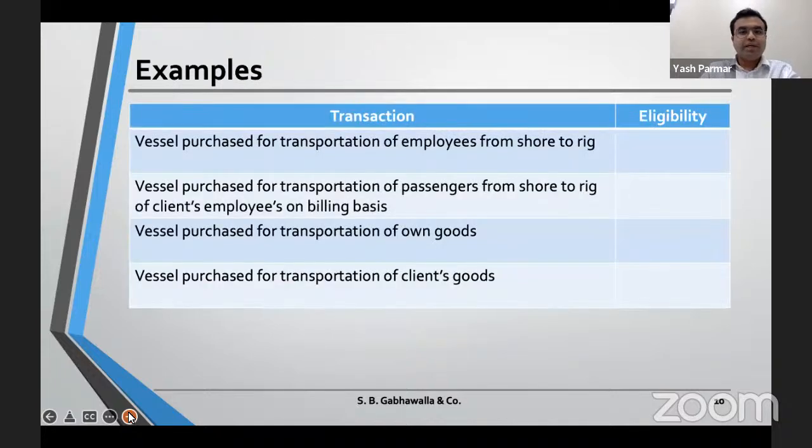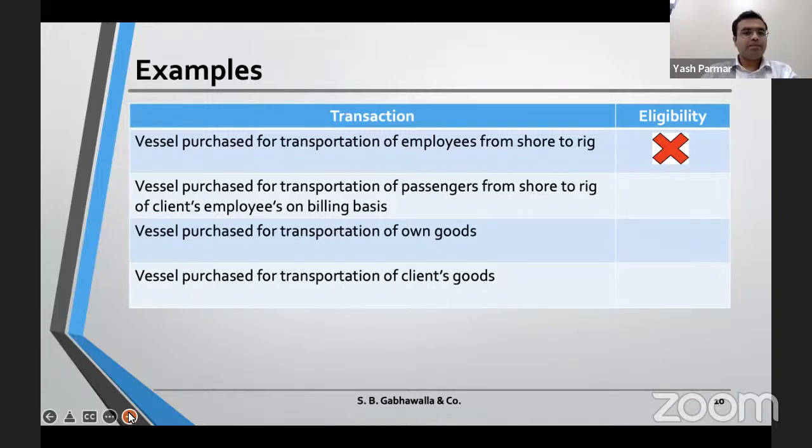Now, in this example which we are discussing, it is not used for further taxable supply. What I mean is that if I have a vessel and I am giving it to my client for transportation of their passengers, and I am charging rental to them and paying GST on it, then ITC will not be blocked. But in this particular example, the vessel I have purchased is for transportation of my own employees. Thereby, I am not making a further taxable supply, and therefore ITC will be blocked.